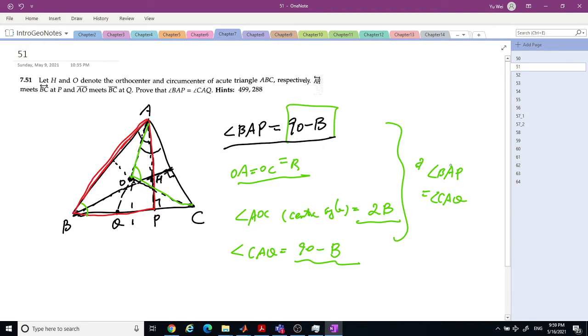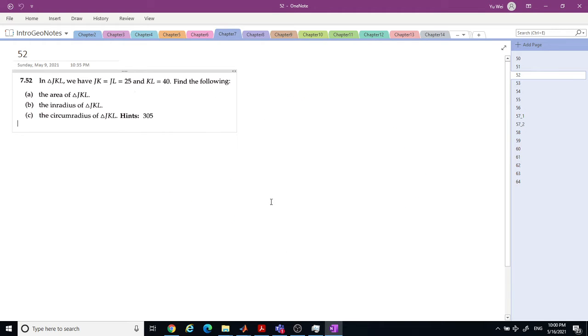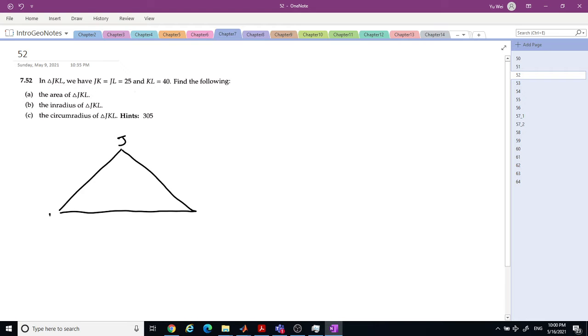Okay. And the next one. So we have a triangle JKL, and JK equals JL. So we have 25, 25, and 40. So find the following things.